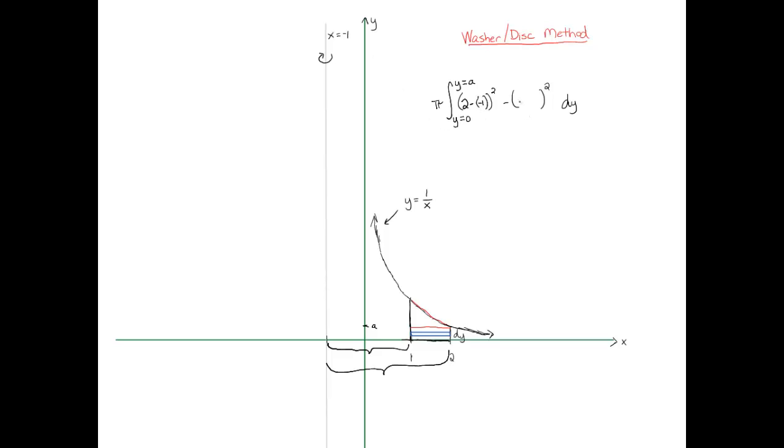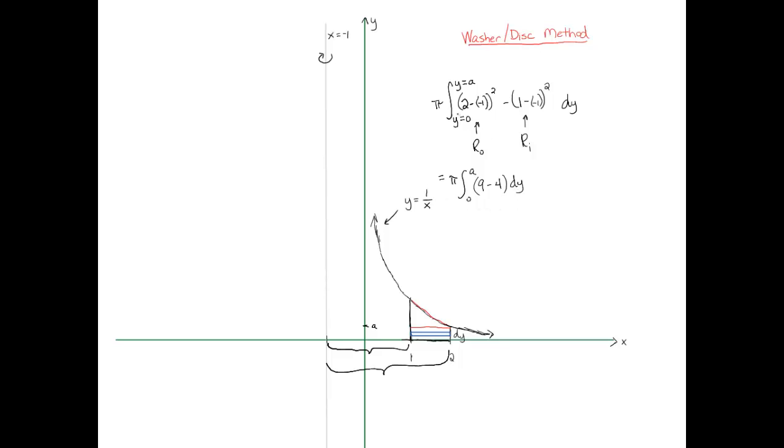And then again, for the inner radius, so that's outer radius, r sub o, and now we want the inner radius here. The rightmost point for the inner radius here is at x equals 1 minus, and then the leftmost point for the radius, in other words, our axis of rotation, is at x equals -1. So here we go. This will equal pi times the integral from y equals 0 to a of, what is that, 3 squared, which is 9, minus 2 squared, which is 4 dy.